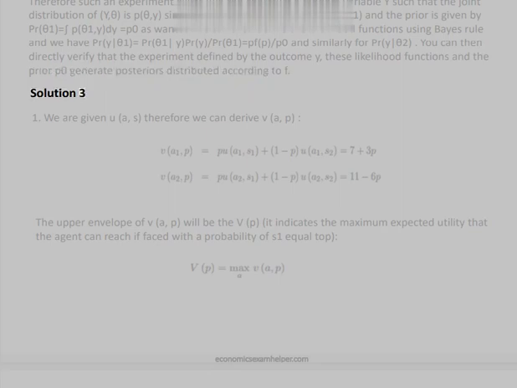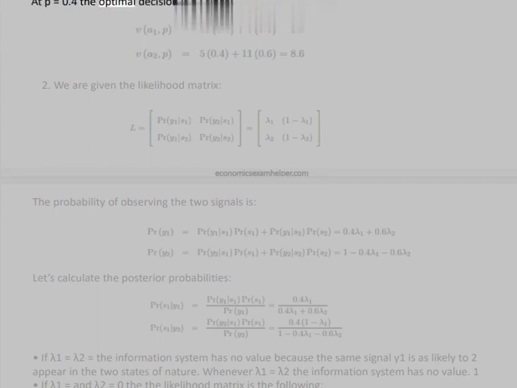Solution 3. 1. We are given u(a, s), therefore we can derive v(a, p). The upper envelope of v(a, p) will be V(p). It indicates the maximum expected utility that the agent can reach if faced with a probability of S1 equal to p. At p equals 0.4 the optimal decision is a2.